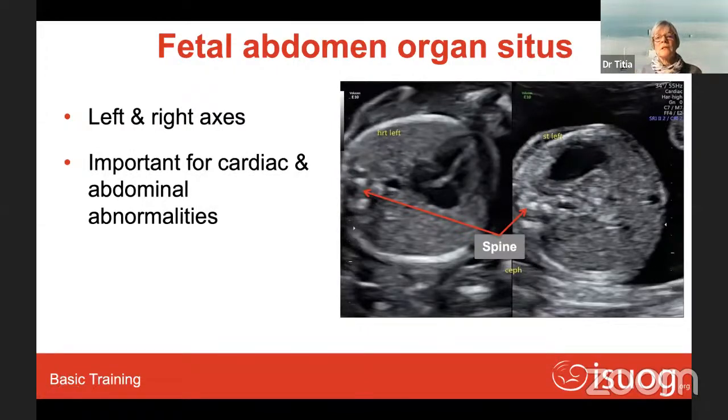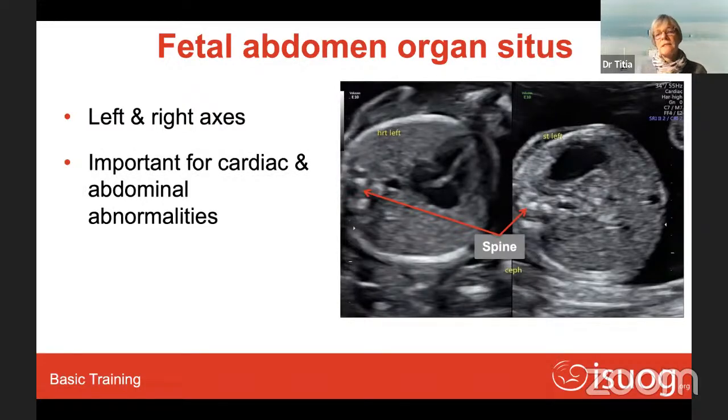So if you see a spine on this side, this means that you're looking to the right side of the mother, and the spine is on the right side of the mother. And you know it's a cephalic position because you have determined that the head is down at the pubic bone of the mother. What I usually do is I use myself as a fetus, and I lie down. And this is what I do at the beginning of every scan.